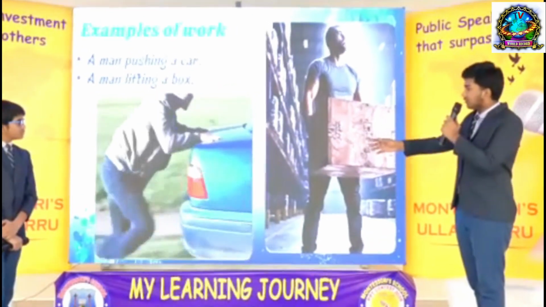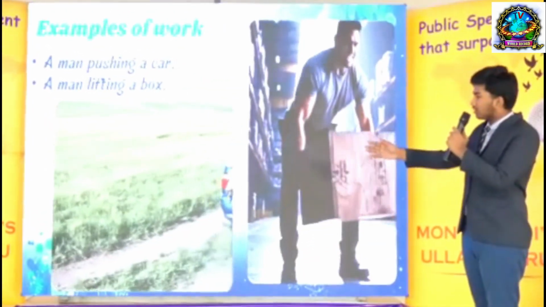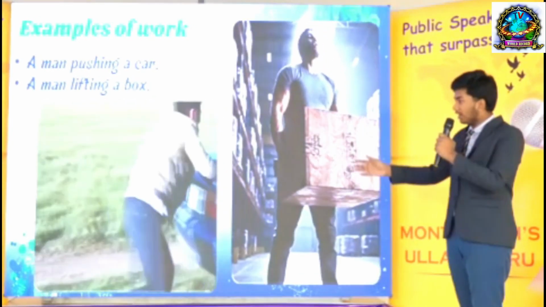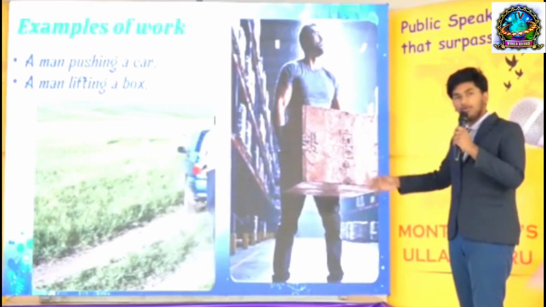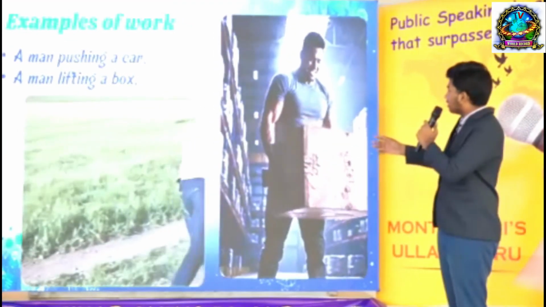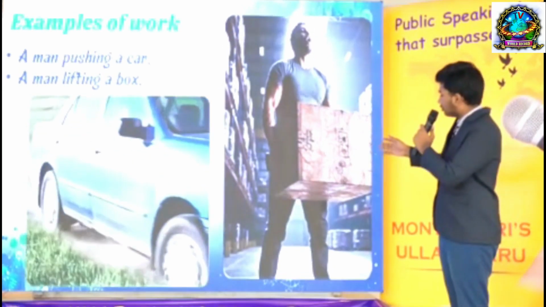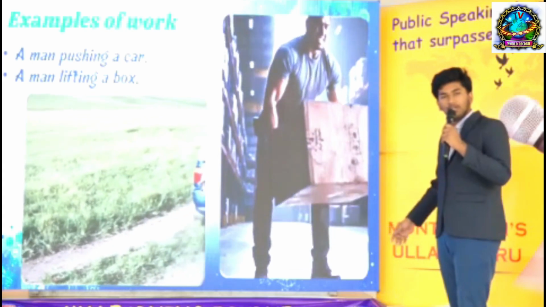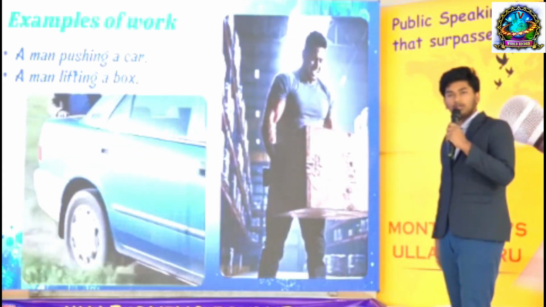Here we can see in this video a man pushing a car is said to be work done because he is applying the force on the car and the car has moved some distance. So it is said to be work done. Another example for work not done is we can see here a man lifting a wooden box is said to be work not done because he is lifting the wooden box without doing any movement. So it is said to be work not done.